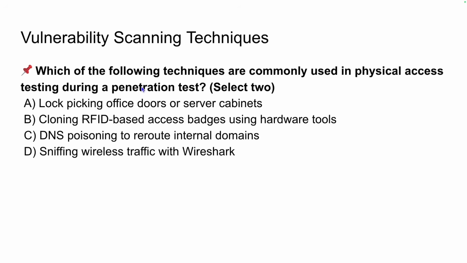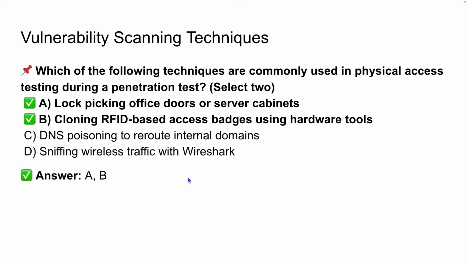Very good. Which of the following techniques are commonly used in physical access testing during a penetration test? And we want to choose two. So physical access testing during a pen test. Lockpicking office doors or server cabinets, yes. Cloning RFID-based access badges, yes. DNS poisoning. So DNS poisoning is not a physical access vector. This is a domain name service poisoning access vector to reroute internal domains, this is purely digital and technical. Sniffing wireless traffic with Wireshark is also digital and technical. So the only two that are physical would be A and B.